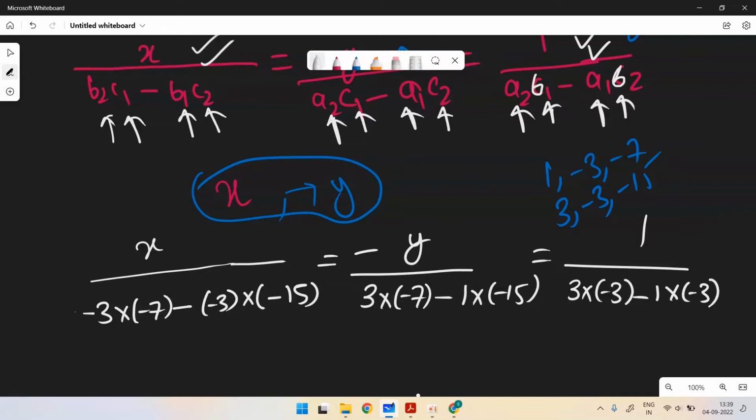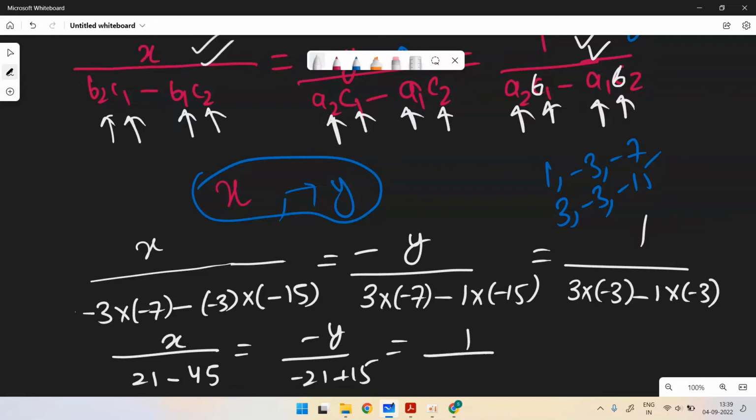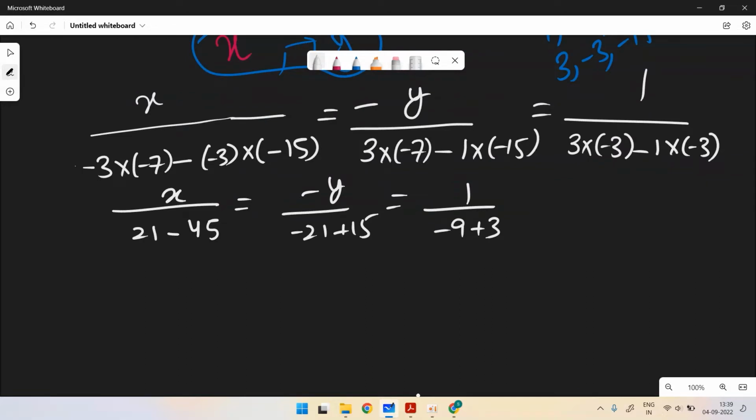So this is nothing but 7 3 minus 7 candle. This is x by 21. This is minus till there have 45 equal to minus y by 17 minus 21. This becomes plus and this is plus 15. Nothing but 1 by minus 9 and plus 3. So this will in turn be 21 minus, this is minus 24. Nothing but minus y by 6 minus 6 equal to 1 by minus 6.